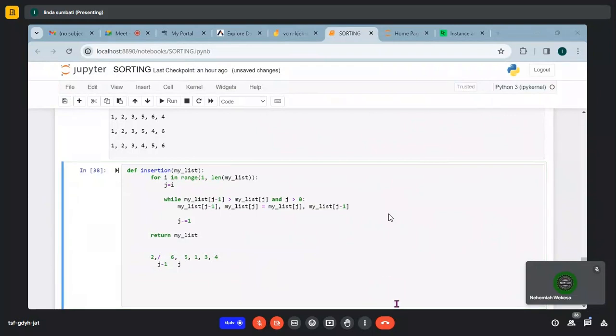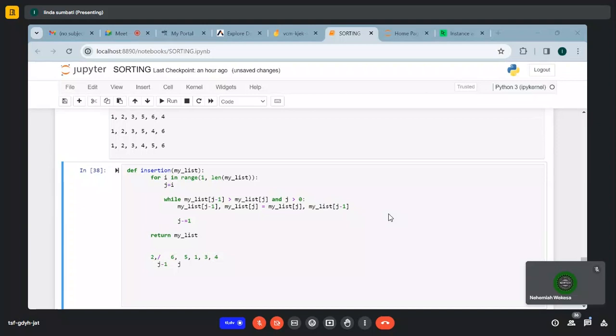According to what we agreed, J equals to I means J can take the place of any number as the iteration goes on. As you start the iteration, J can swap to 5, to 1, to 3, and carry out the iteration, while my list J minus 1 is greater than my list J. If it doesn't take any number at any time, the iteration will not continue.